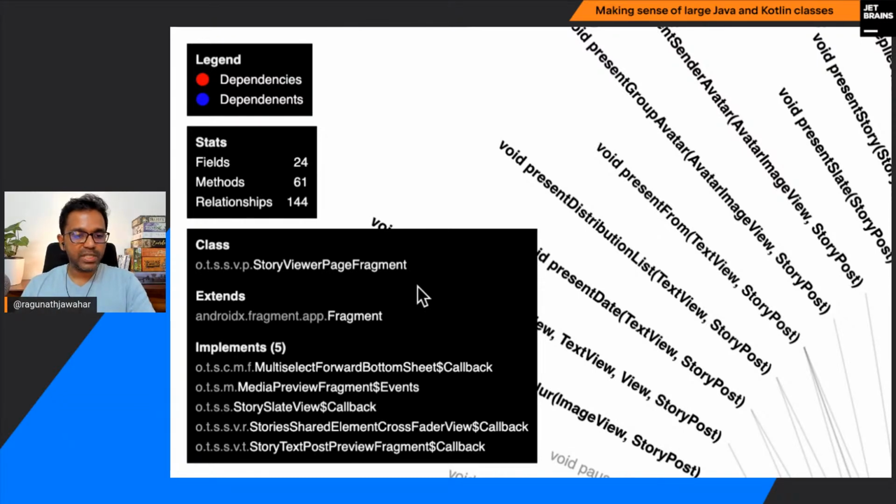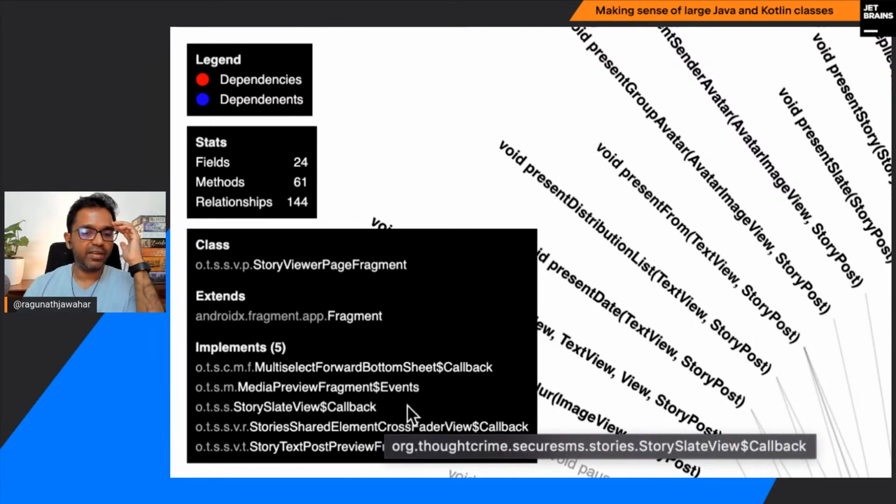So here, what we wanted to do is give you a nice little summary of what is going on. Here, I know okay, this is something called a story viewer page fragment. It's fine, and then it extends a certain other fragment, and now it also implements a bunch of other things, right? So now it helps us to focus on these things. The first thing you notice is that most of them are callbacks, right? You have 5 interfaces, and each of these interfaces has a callback suffix, which means this activity has at least 4 other components that it's interacting with, and those are giving results as part of the interaction.